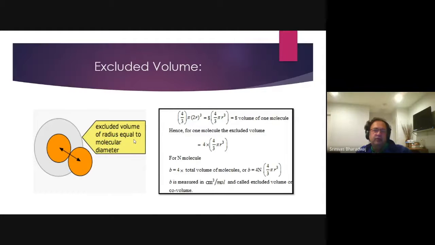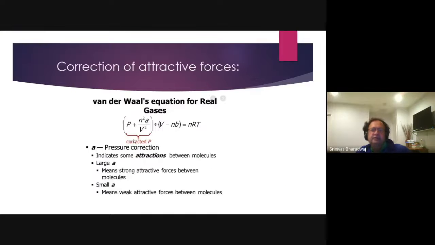So the excluded volume of radius equal to molecular diameter. So 4 by 3 pi r cubed, right, is 8 volumes of one molecule. Hence, for one molecule, the excluded volume is 4 times 4 by 3 pi r cubed. Okay. So this correction factor, as it's called, was introduced by van der Waals.